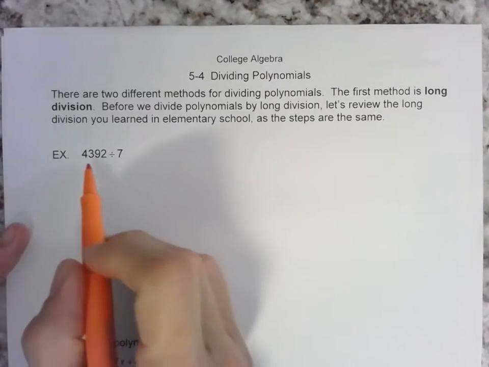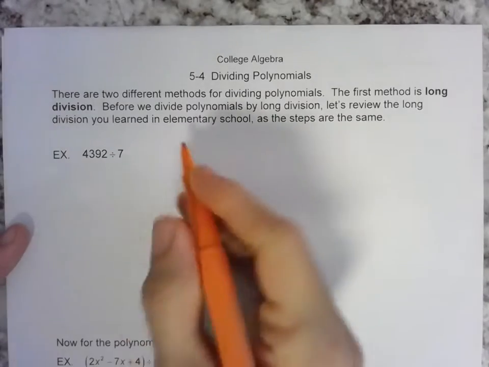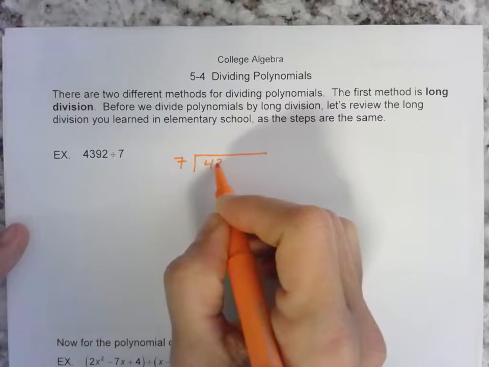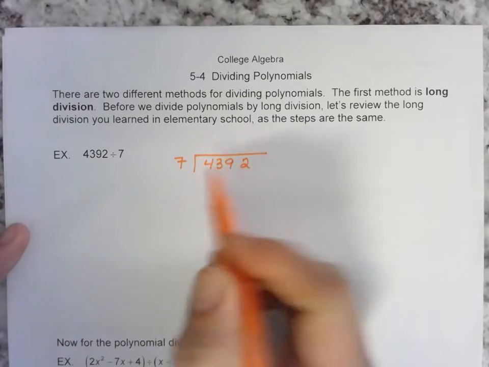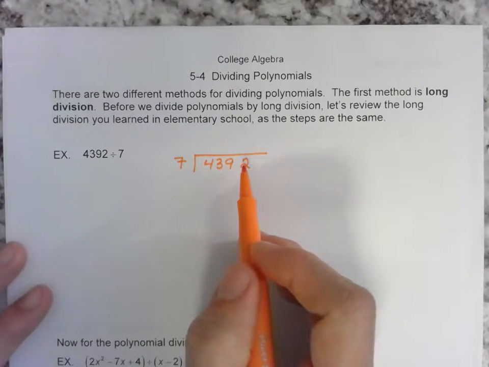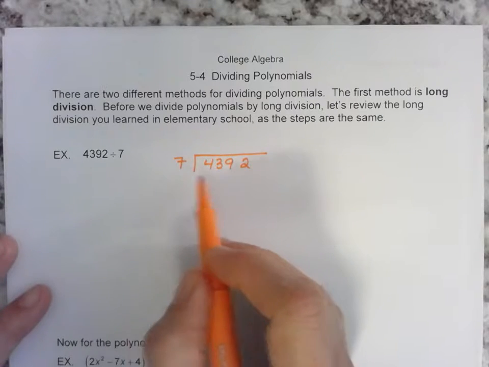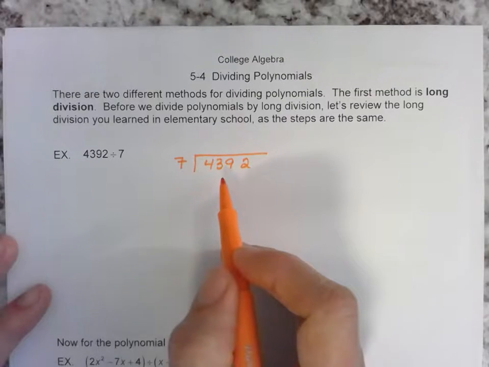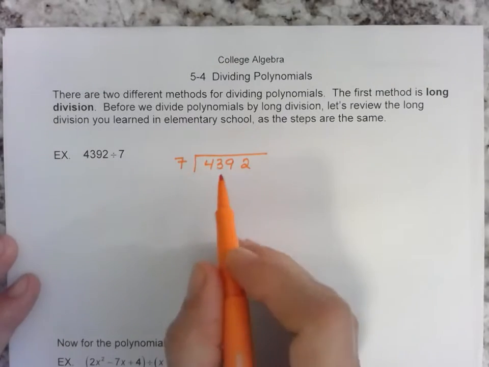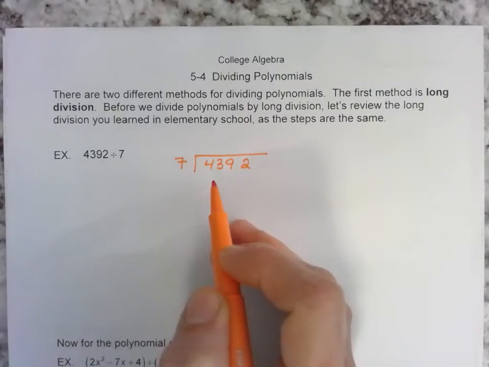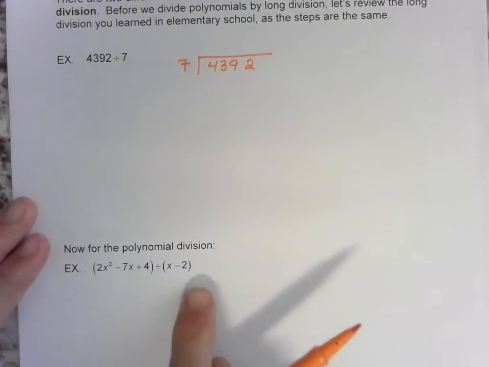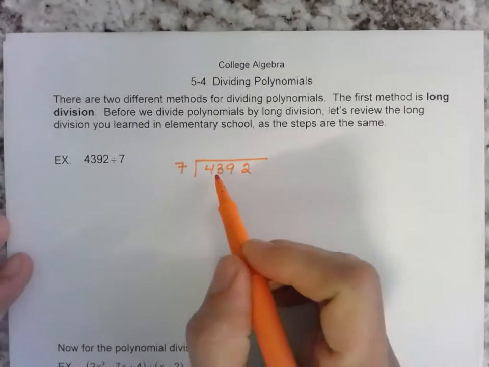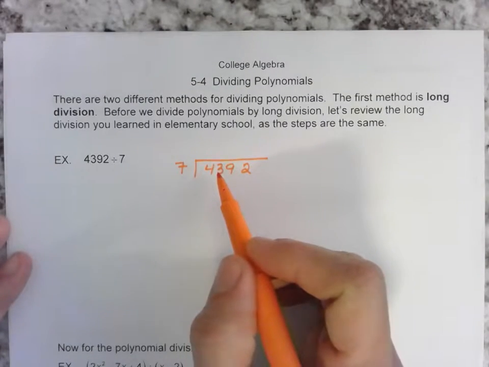So if we have 4,392 divided by 7, remember you set it up like this. And then you just start dividing. I'm going to take this very slowly because this is one of those things a lot of people just forget since we have those wonderful calculators. Every step that we do with numbers, we're going to do in a problem like this. So you need to be really good at dividing with just numbers before you can move on to dividing polynomials.